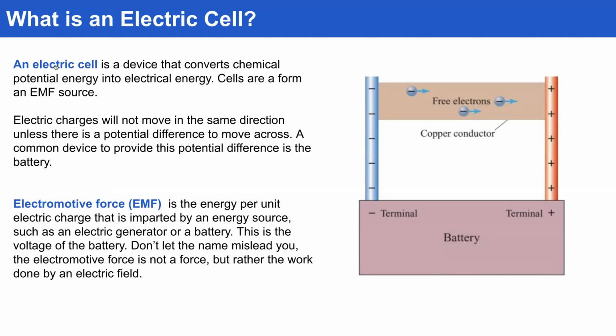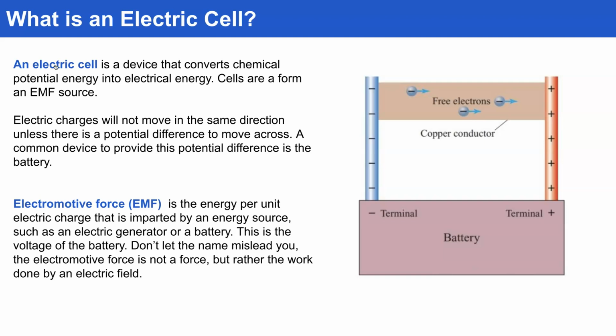So let's start first by talking about what is an electric cell. An electric cell is a device that converts chemical energy into electrical energy, and cells are a form of EMF source. All right, what is an EMF source? Well, EMF is the energy per unit charge, which we know from topic 5.1 we call the voltage.